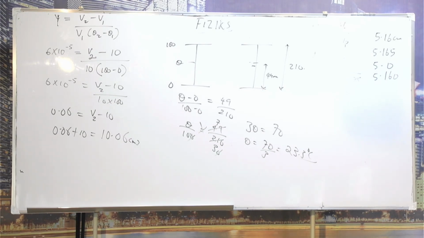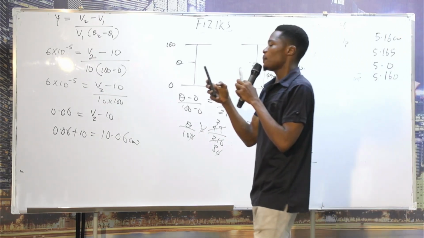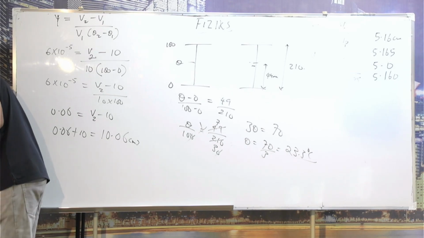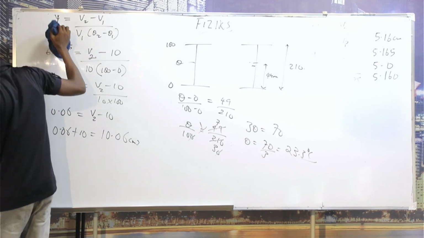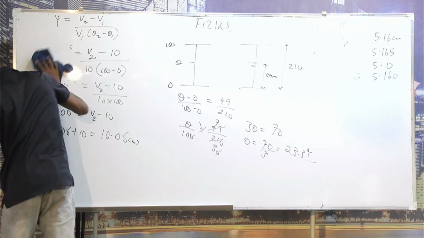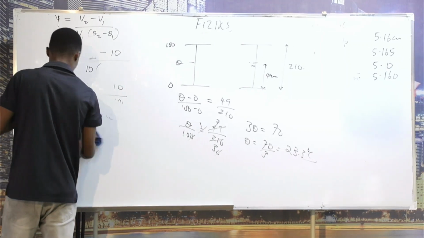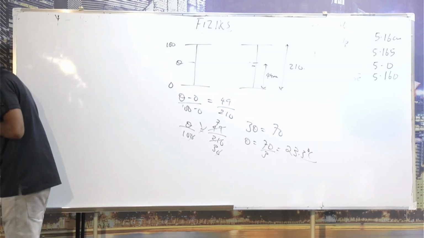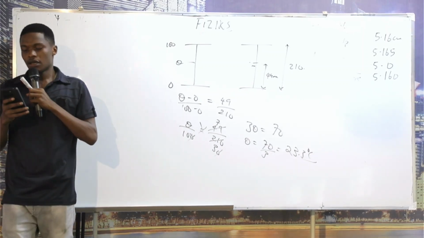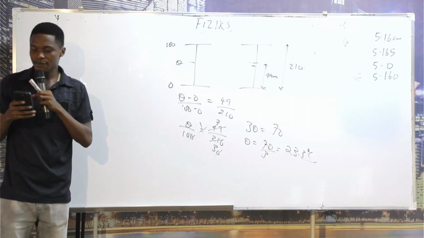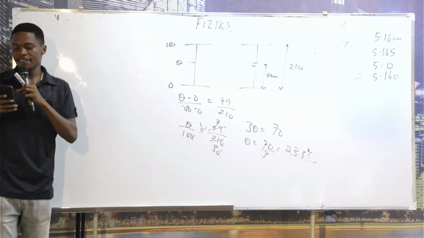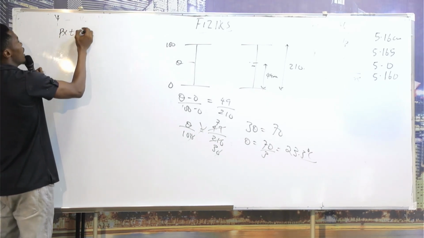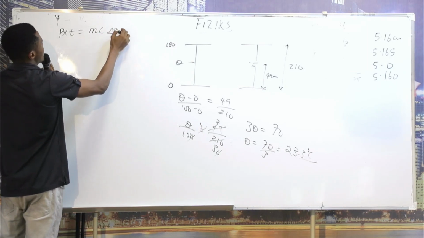Next question. Heat is supplied uniformly at a rate of 100 watts to 1 times 10 power minus 2 kg of a liquid for 20 seconds. If the temperature of the liquid is raised by 5 degrees Celsius, the specific heat capacity of the liquid is what? What formula will I use? Power times time is equal to mc delta theta.